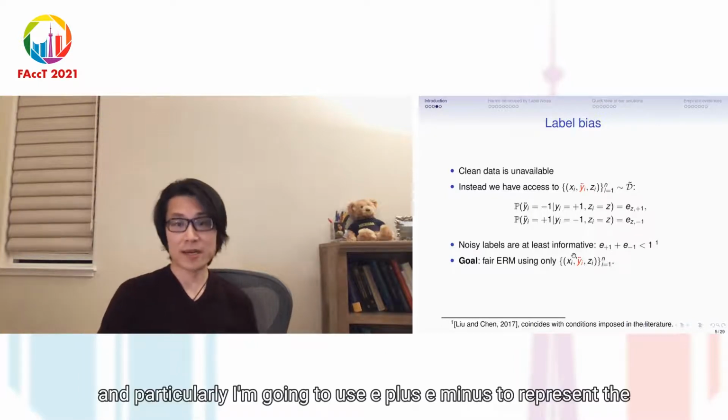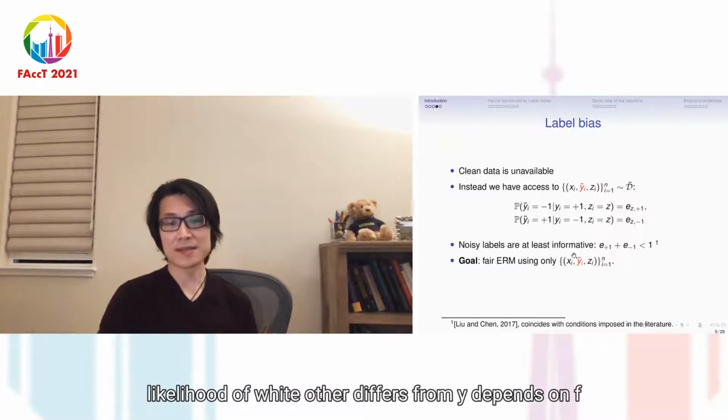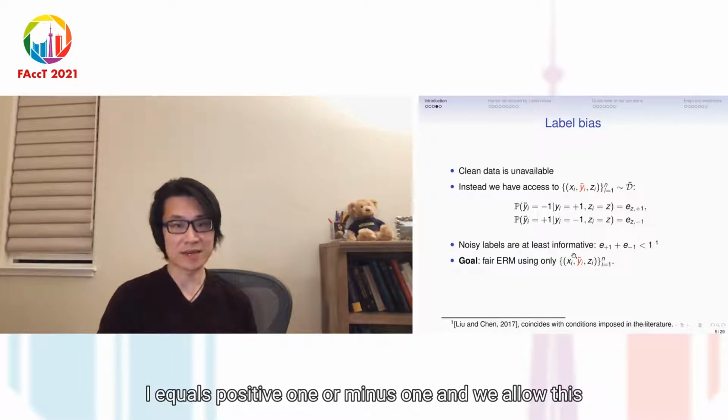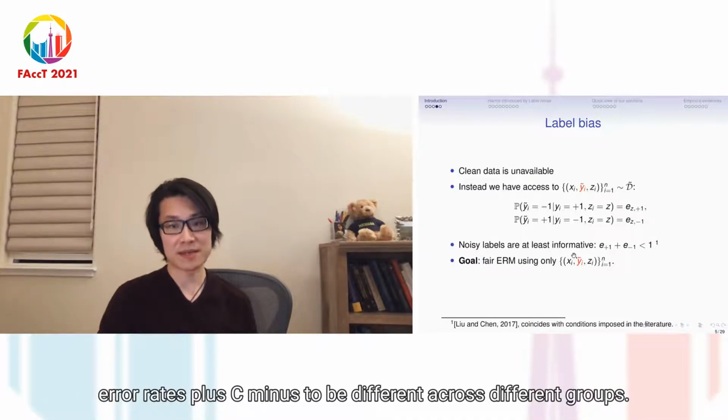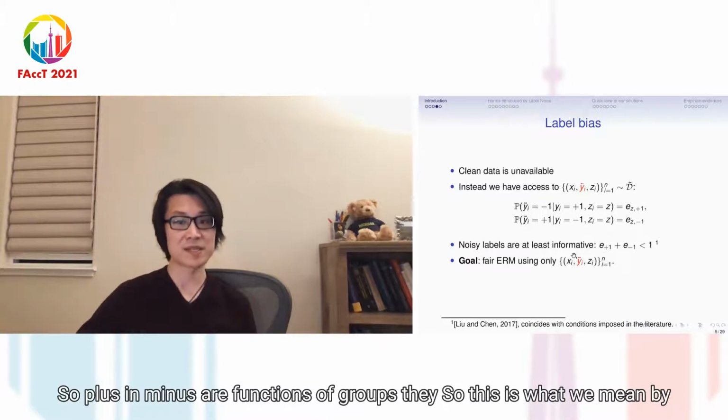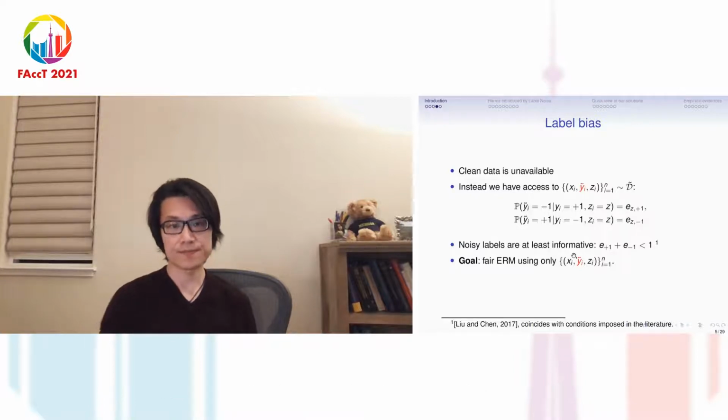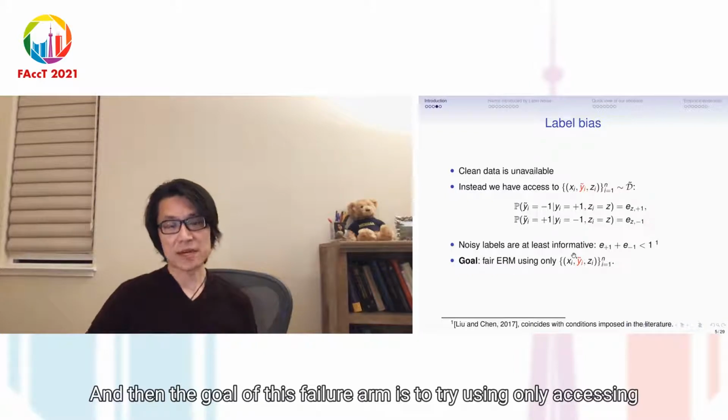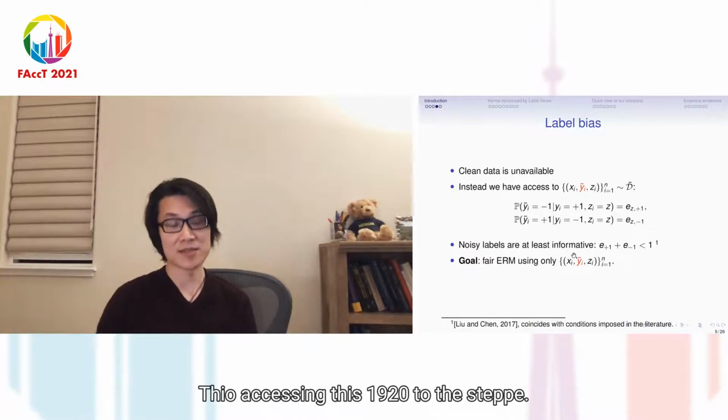Particularly, I'm going to use E plus and E minus to represent the likelihood of y tilde differing from yi, depending on whether yi equals +1 or -1. And we allow these error rates, E plus and E minus, to be different across different groups. So E plus and E minus are functions of group Z. This is what we mean by group-dependent label noise. The goal of this FAIR ERM is then to train by accessing only this noisy training data set.